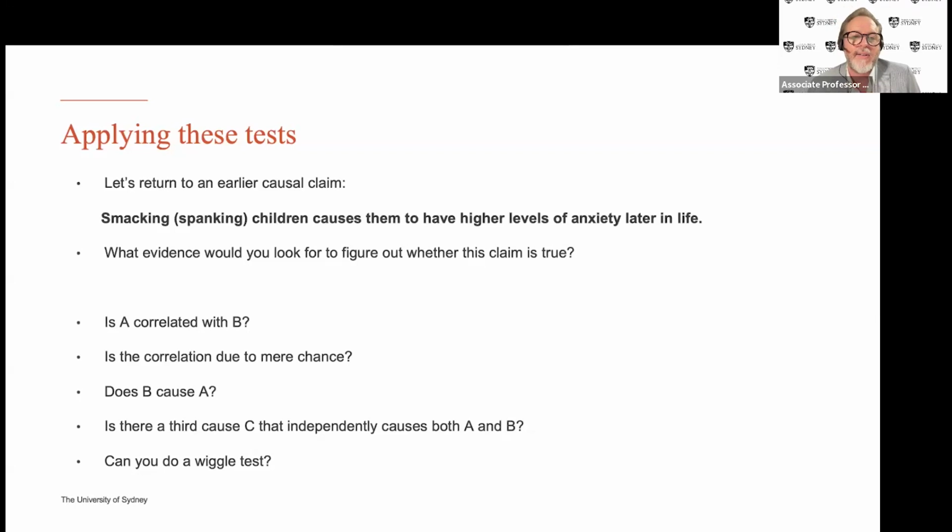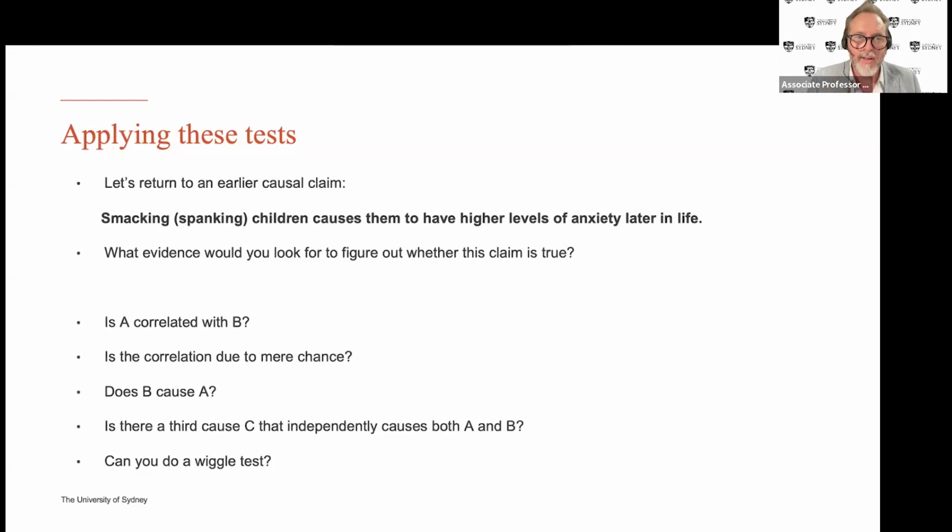And we might discover that there's no correlation there. Suppose we do discover a correlation. Suppose we think people who are smacked as children are more likely to have higher levels of anxiety later in life. Does that mean we've got great evidence that smacking causes high anxiety? Let's work through the argument.